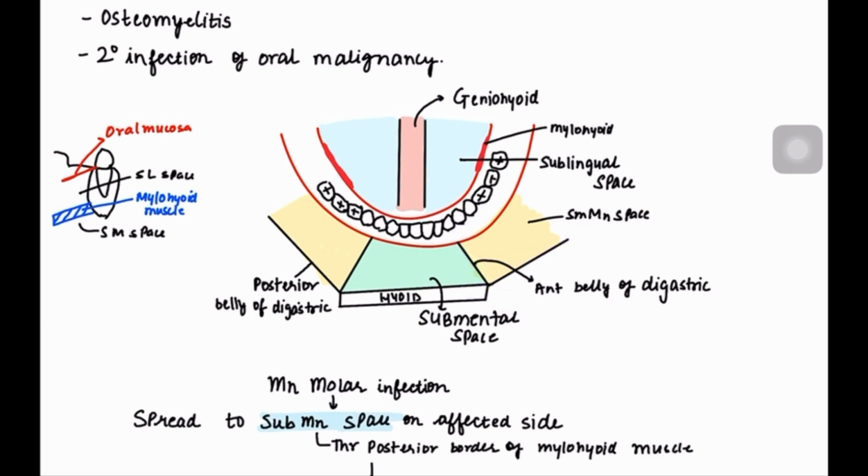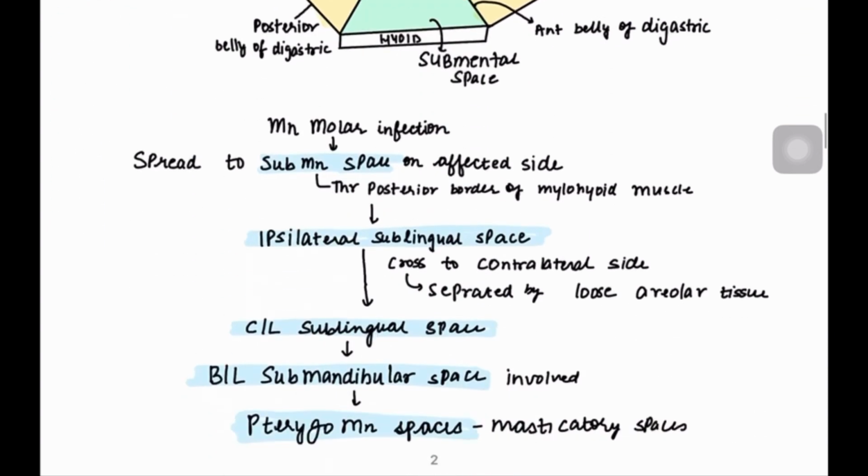Now let's understand the pathogenesis. For example, there is a mandibular molar infection on this side. The infection will first spread to the submandibular space of the same side. From the submandibular space, the infection will spread to the sublingual space on the same side. Then it will cross and spread to the contralateral sublingual space. Then the infection will be in the contralateral submandibular space. So all four spaces will get involved. Now how will the submental space be infected? By the lymphatic drainage.